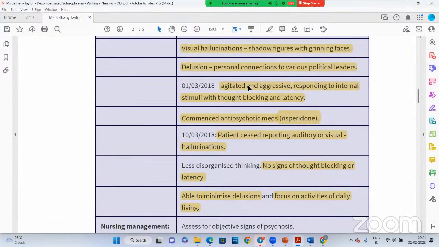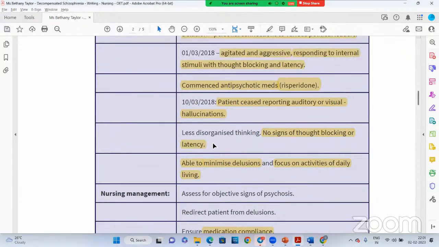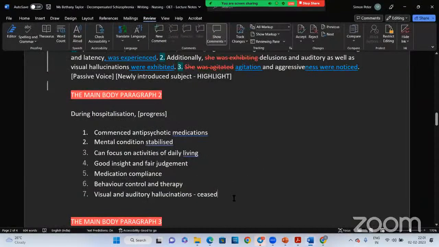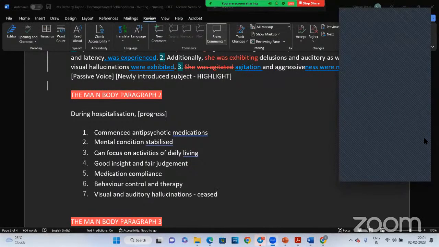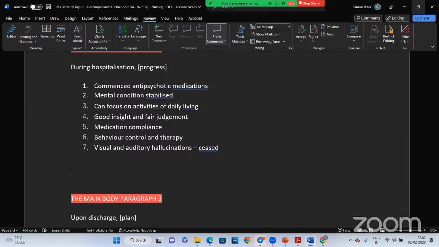Anything else? All are included. Assess for object, this is future. Disorganized thinking, that's what we have already discussed. So all the points have come. Every point is clear. So these are the 7 points which you have to write. Now these are the sentences which you are going to write. Now, how are we going to make the sentences using these points?